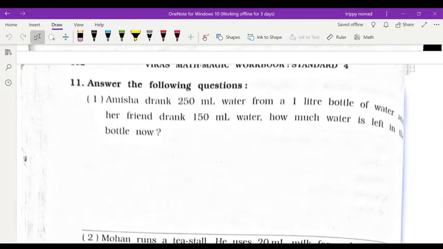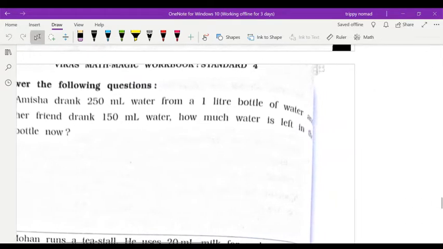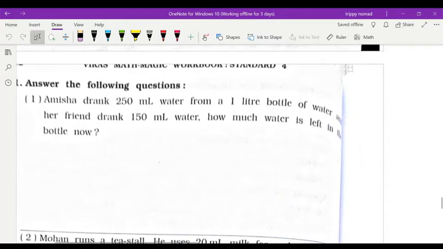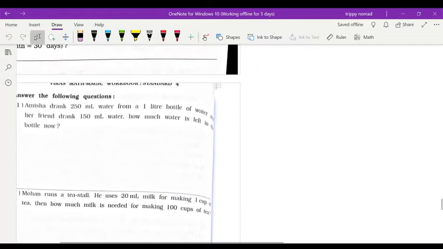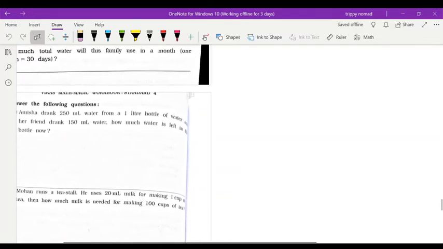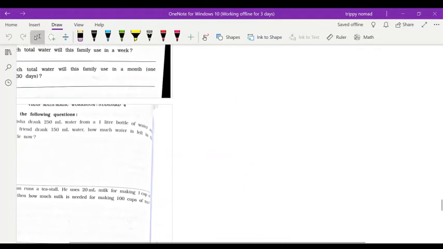Amisha drank 250 milliliter water from a 1 liter bottle of water and her friend drank 150 milliliter water. How much water is left in the bottle? Now children, Amisha drank 250 milliliter water, how to solve?